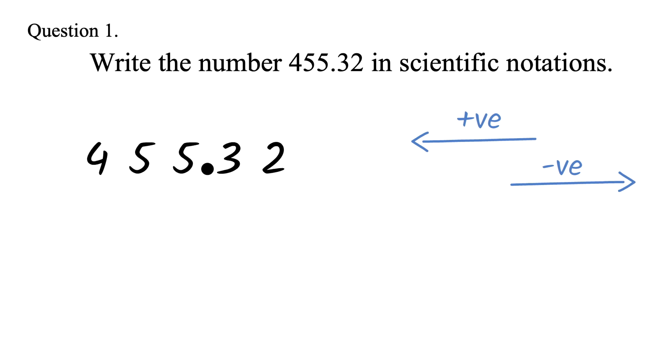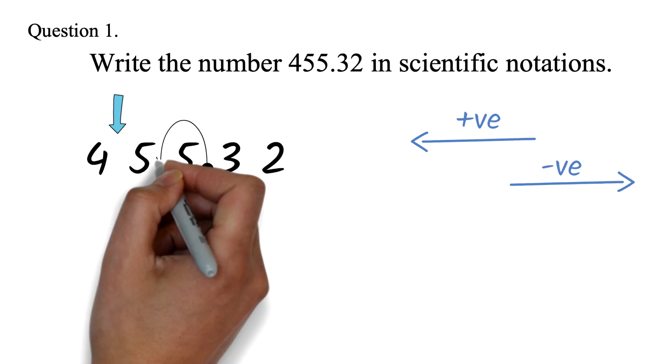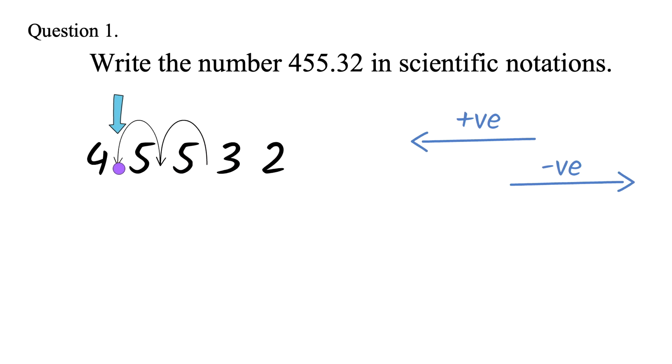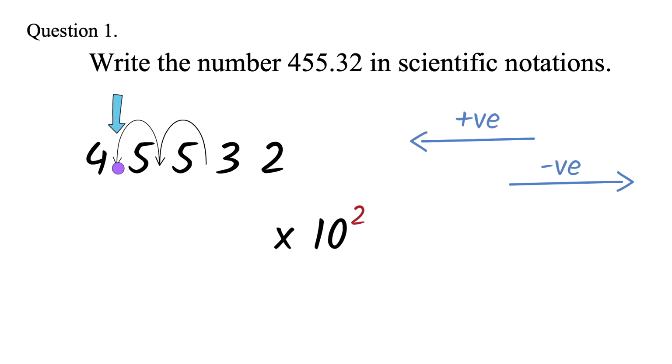So here, we have to move the decimal behind the 4. Since it's the first non-zero number, we start from where the decimal point is and we move 2 places to the left. So this will be times 10 to the power positive 2, since we moved to the left. So our final answer is 4.5532 times 10 to the power 2.